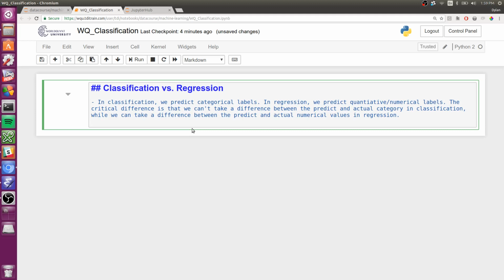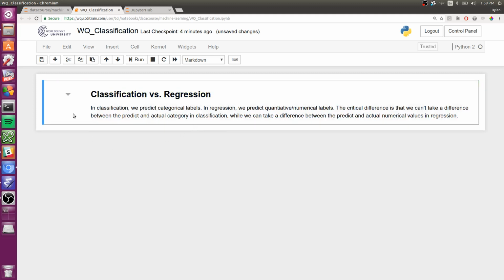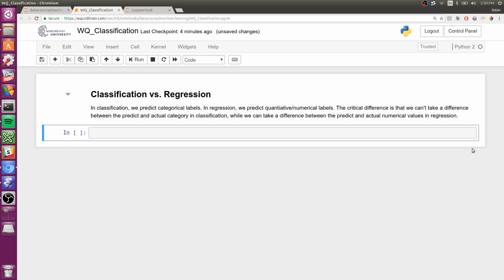So this is actually really the major difference. So I'll actually remove the bullet point. This is the main difference. So let's look at what a classification problem looks like.